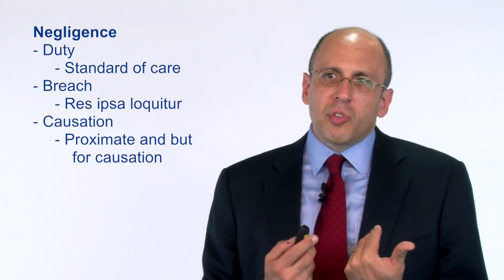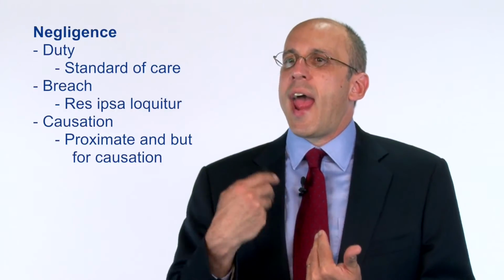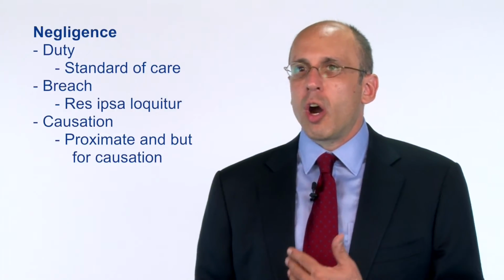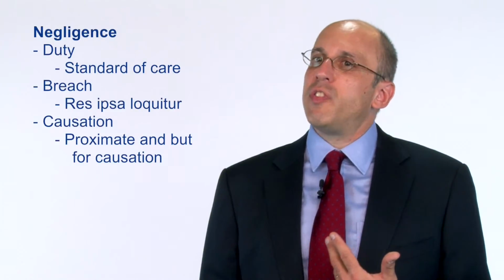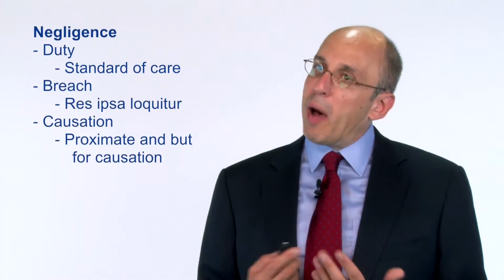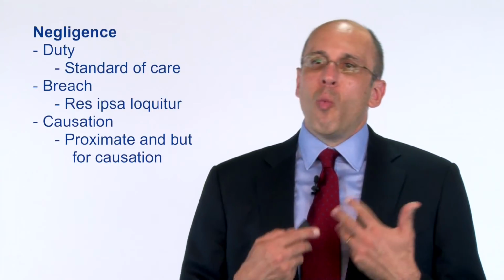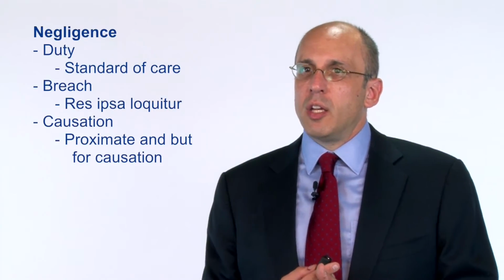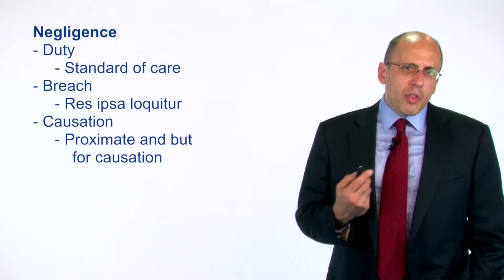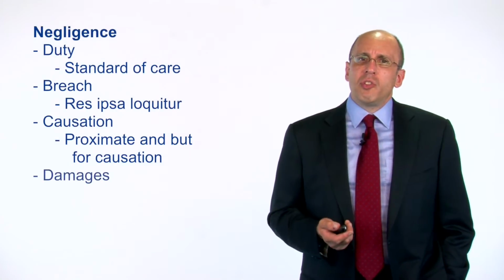In some circumstances, an event will occur after a defendant's actions that contributes to the plaintiff's harm, and that's known as an intervening cause or an intervening force. And it's possible that the defendant then won't be liable for the harm created unless that intervening force was also foreseeable. The fourth element is damages.